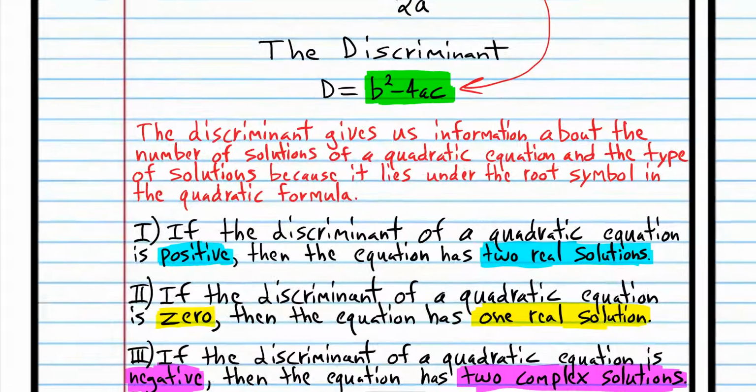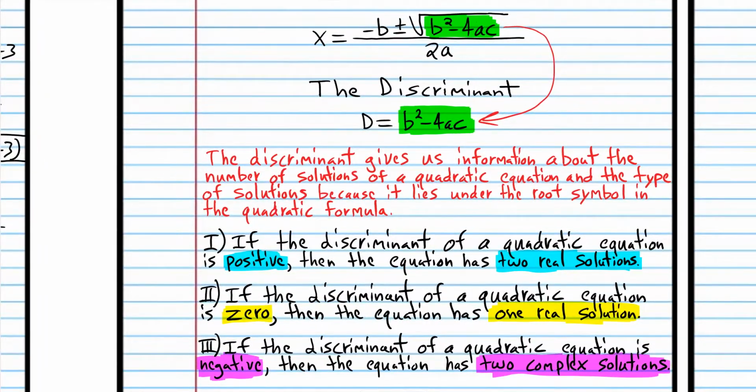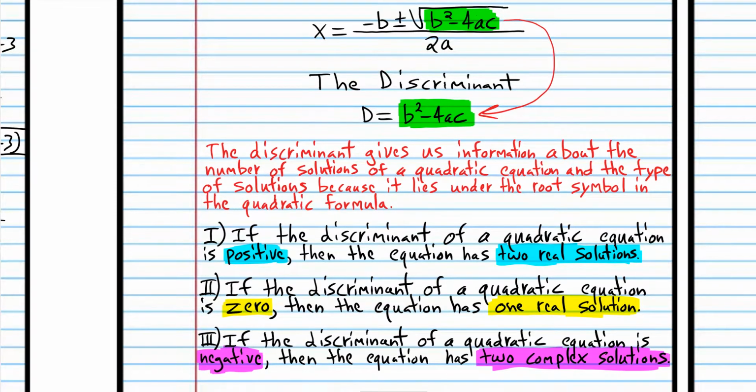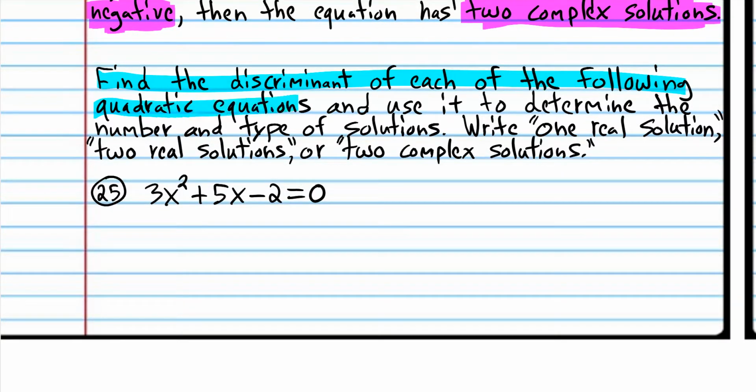So you can take a screenshot of this information if you need to. All that information there tells us what exactly we're using the discriminant for. So it says here, find the discriminant of each of the following quadratic equations and use it to determine the number and type of solutions. Write one real solution, two real solutions, or two complex solutions. So those are the possible answers that we're looking for.